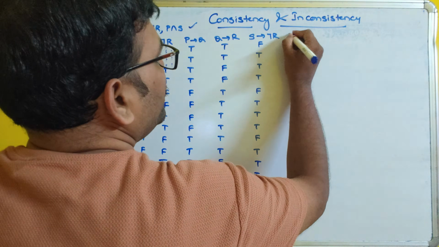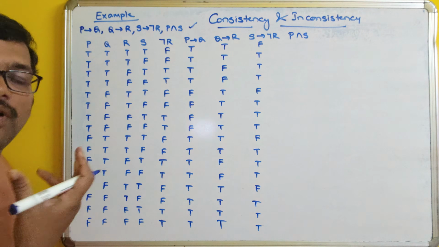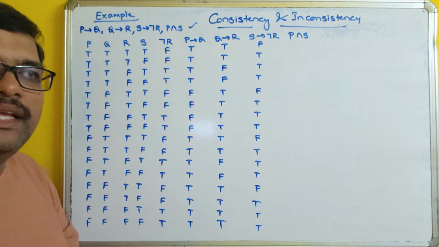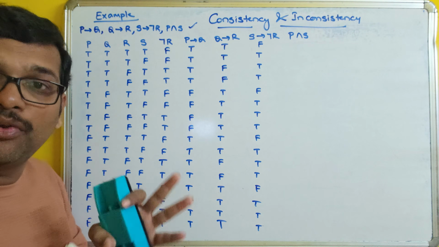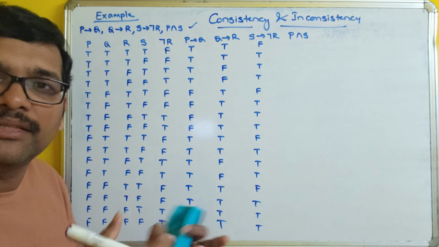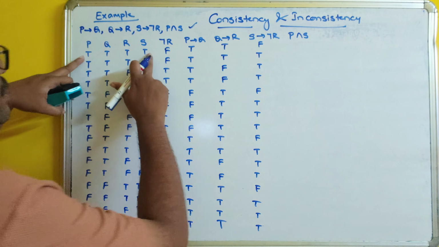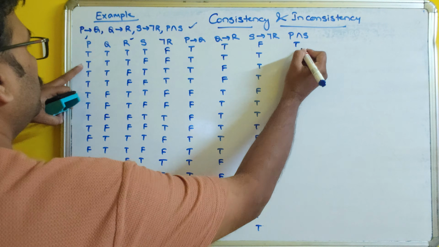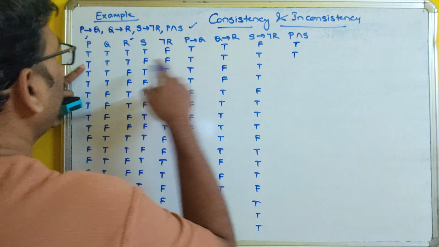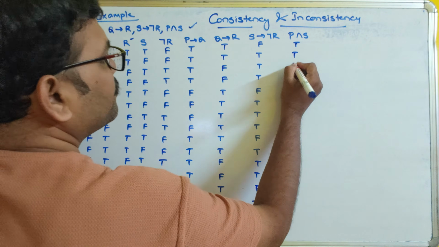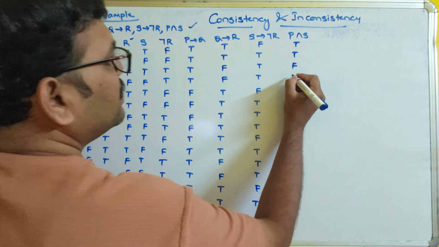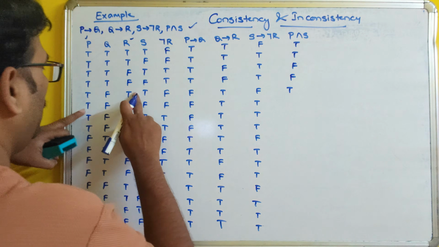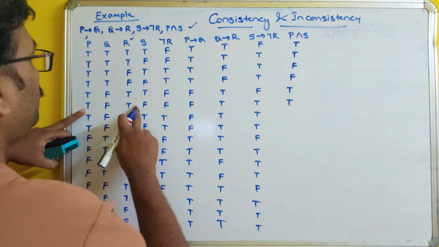Now the last one, it is P and S. So we have to apply the conjunction between P and S. For a conjunction, we know that if both are true, then only the result will be true. If any one of the truth values is false, the result will be false. So P and S: true and true, true; true and true, true; true and false, false; true and false, false; true and true, true; true and true, true.